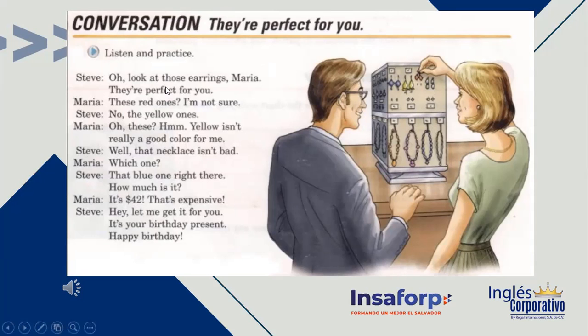And let's see. That necklace isn't bad. What is the meaning of that? Eso. Eso or ese. That. And finally, this is this here. Este. Okay, then those are the demonstrative pronouns, right? I have this, these, that, and those.